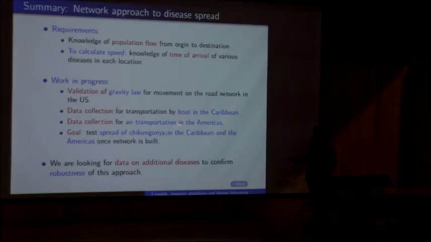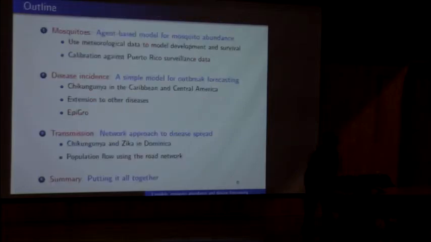We're trying to also use the air transportation data in the Americas. Typically, this is almost impossible to find. You have to buy it. So we might do that. We want to do this first and then see what this does. Essentially, as I said, the goal is to understand the spread of chikungunya, to see if this model applies to the spread of chikungunya in the Caribbean. We are, of course, looking for additional data for various diseases. So if you have such data and you're willing to share it, please let me know.